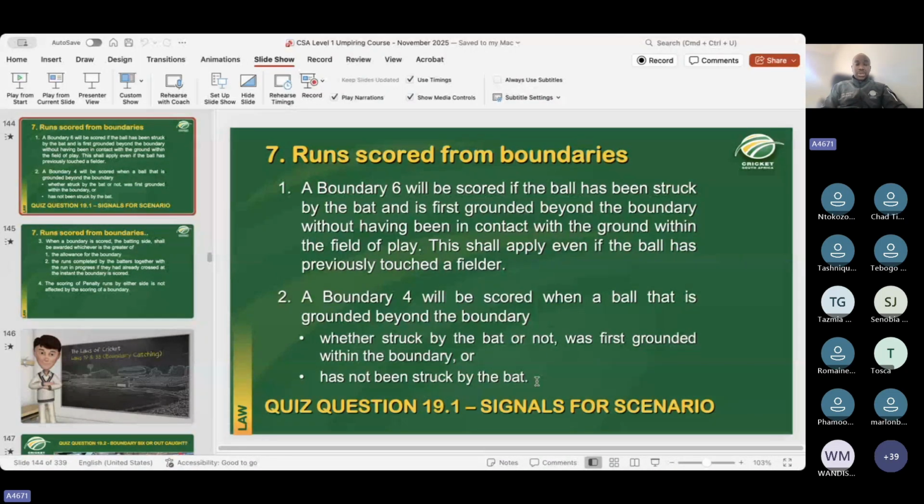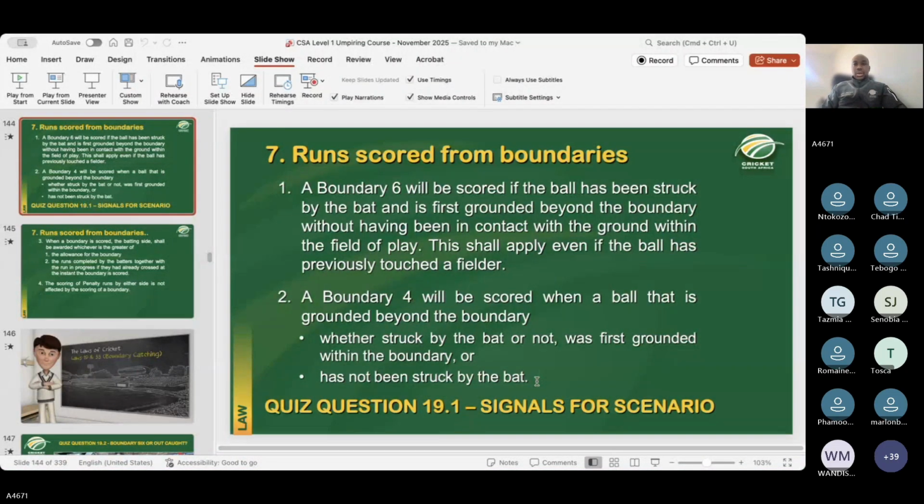But because it did not come off the bat, we need to signal leg byes. It came off the head of the striker. So we signal leg by first, and then we signal boundary 4. And this is not part of law, but part of playing conditions. 1 short pitch delivery for the over has been bowled.